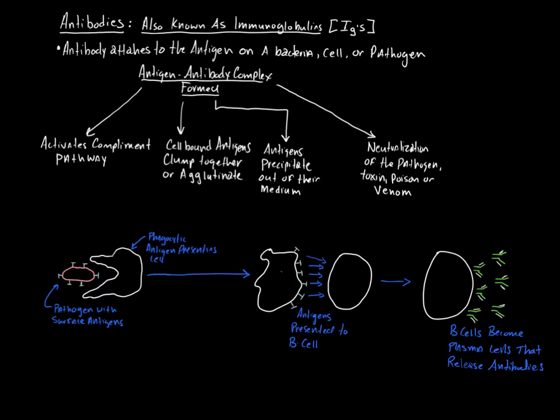Okay, back to the lecture at hand. So let's just talk about the general process behind antibody production. So here you have some sort of pathogen. This is, say, a bacteria, and this bacteria has proteins on its surface that are antigenic. That is, the immune system can use them to create antibodies.